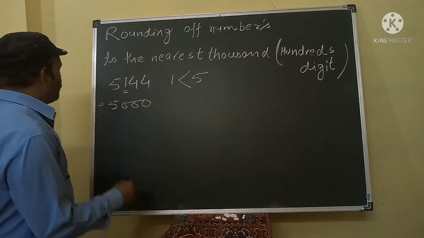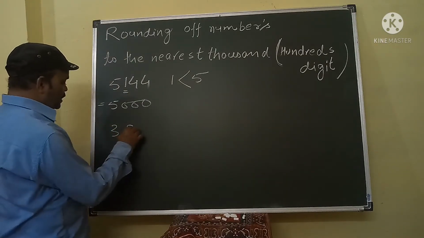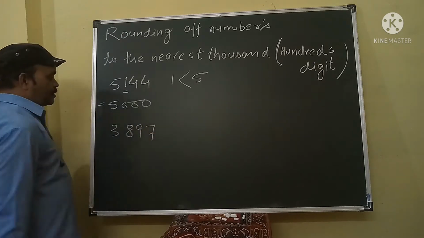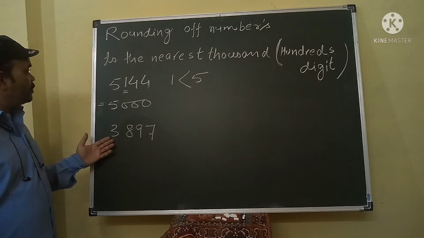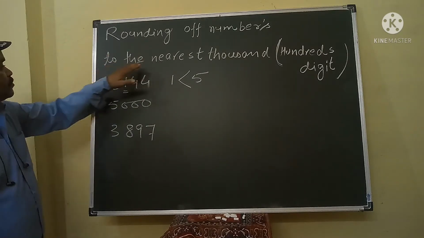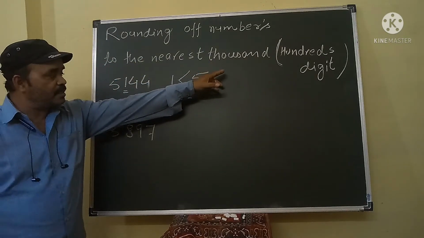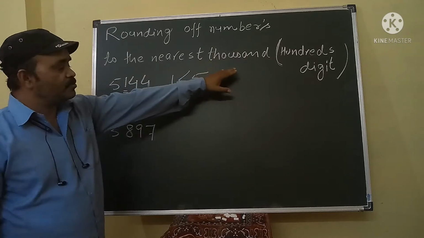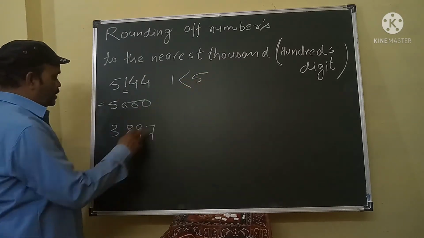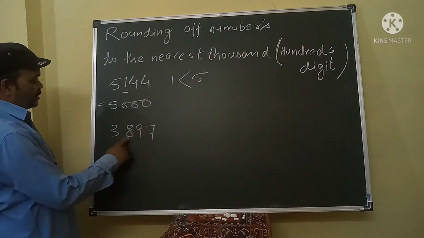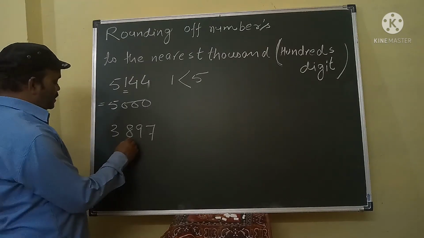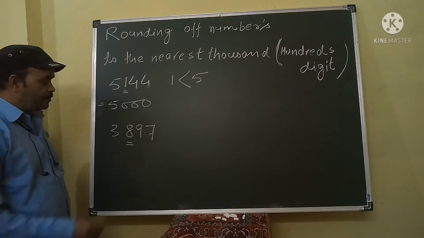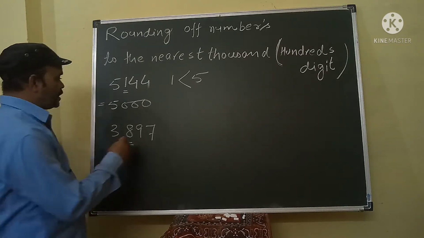You have one more example. Suppose this is 3897, and you will find out rounding of the number to the nearest thousand. For the nearest thousand, we will find out the hundreds digit. In 3897, the hundreds digit is 8.